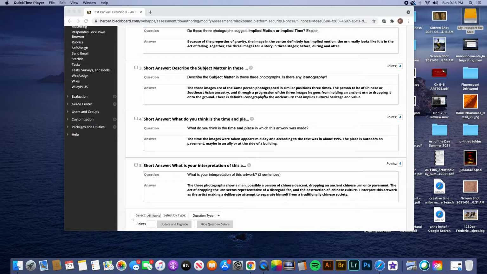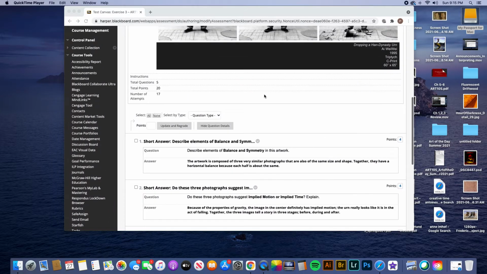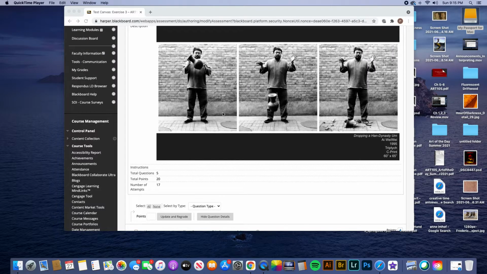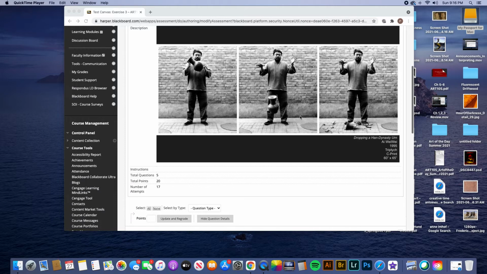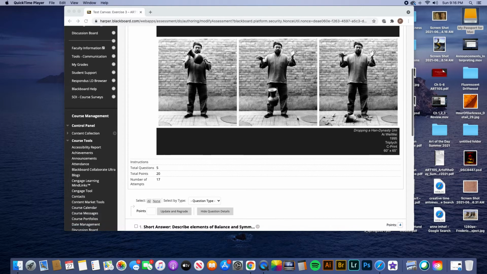The place is outdoors, on pavement, maybe in an alley or at the side of a building. Again, we're looking at those icons of the texture of the wall, what we feel that this texture represents, which is brick and maybe cement and brick on the ground as well, and the manhole covers. So that all appears to be, those give us clues to the time and place.